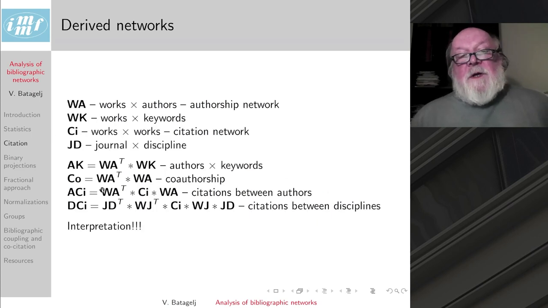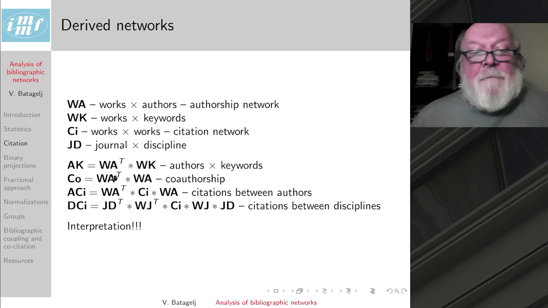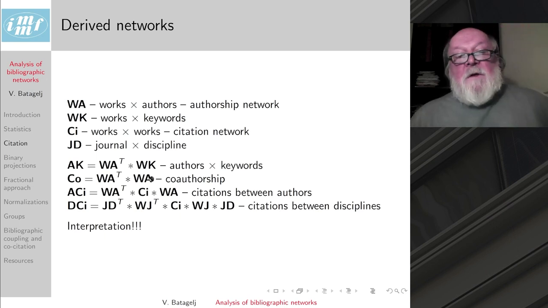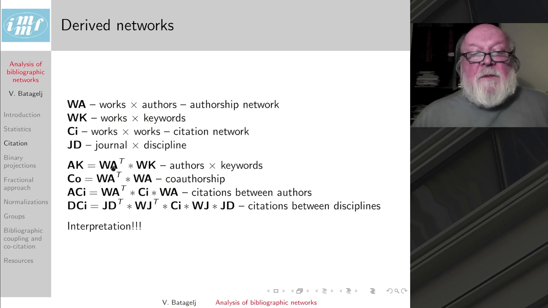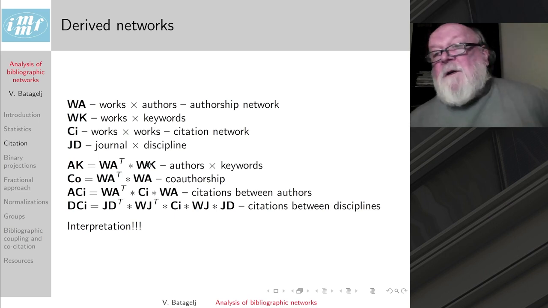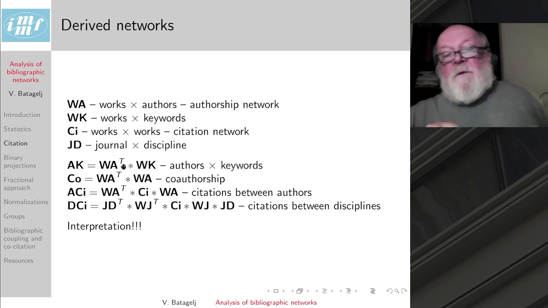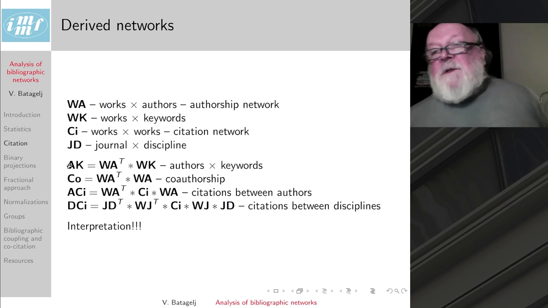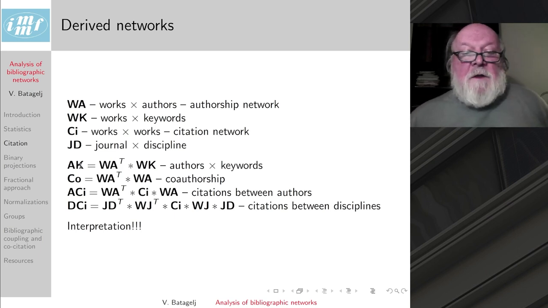Using multiplication, you can produce so-called derived networks. For instance, if I have a network describing the connection between works and authors, and a network describing the connection between works and keywords, and I transpose the first and multiply, I get a network linking authors to keywords. So I get the information, for each author, what keywords he is using.